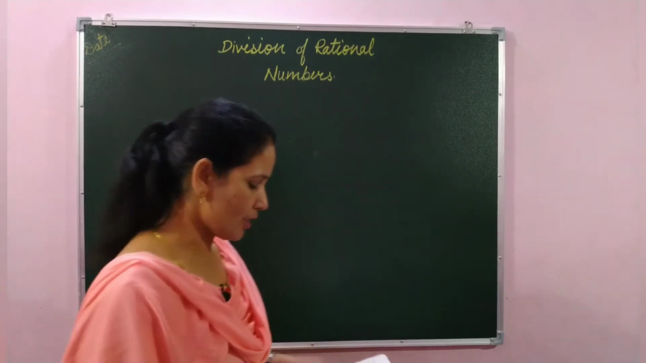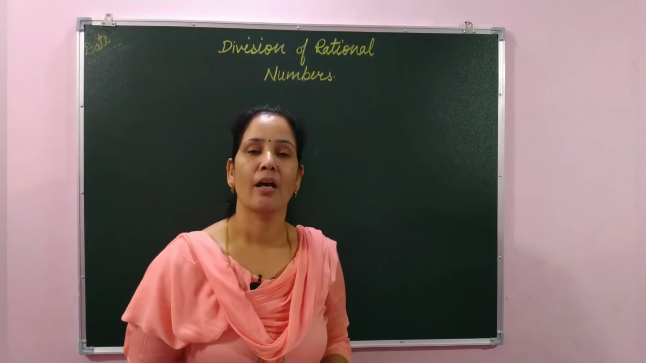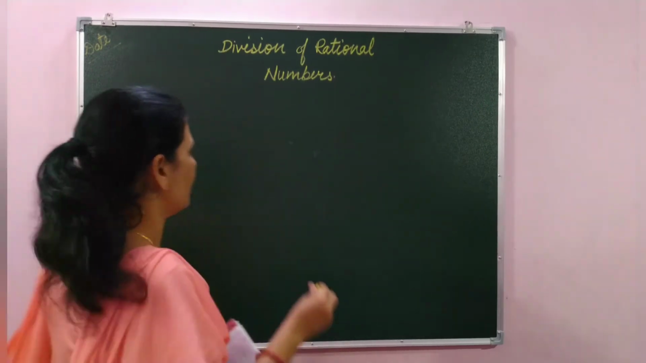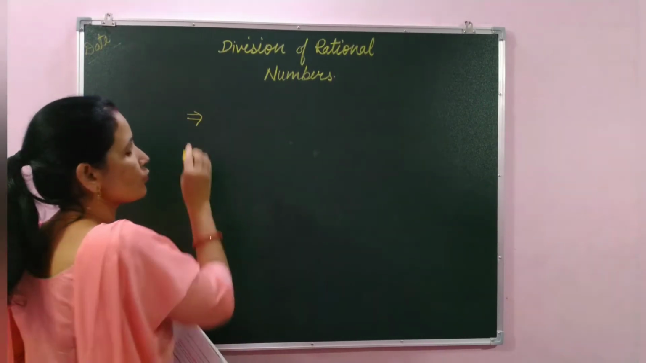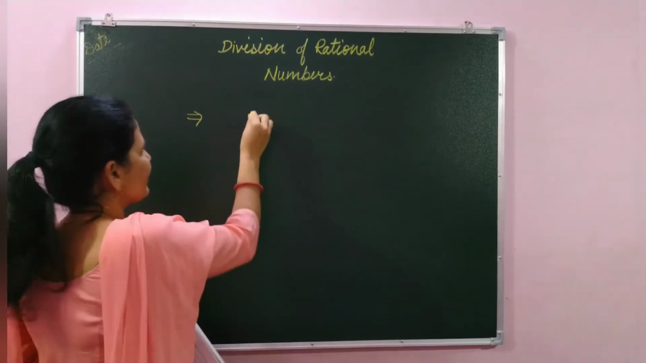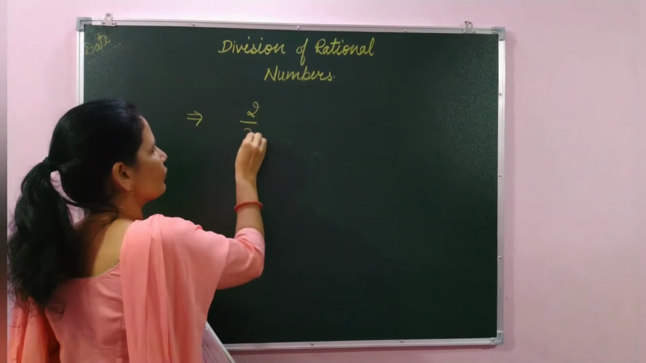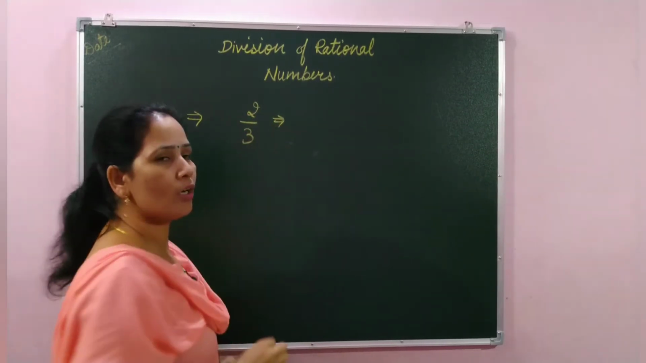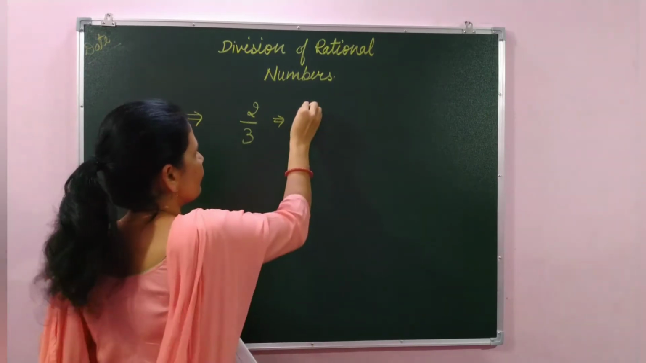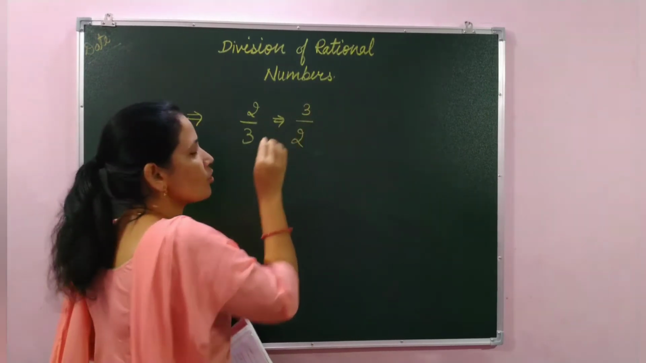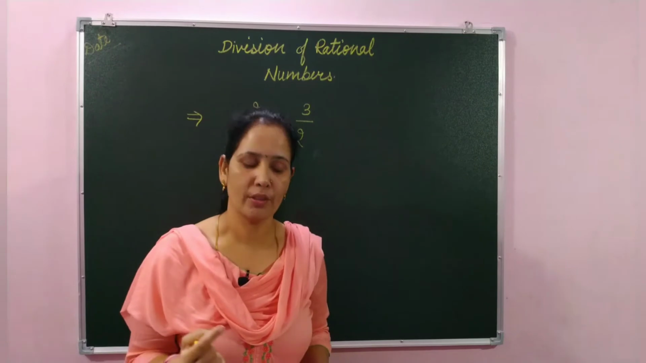Okay. So here, students, multiplicative inverse means reciprocal. Reciprocal. Maybe you are confused. Then what is the reciprocal? For example, we have a rational number 2 by 3. So what is the reciprocal of this 2 by 3? That is 3 by 2. So this is called the reciprocal of the number.